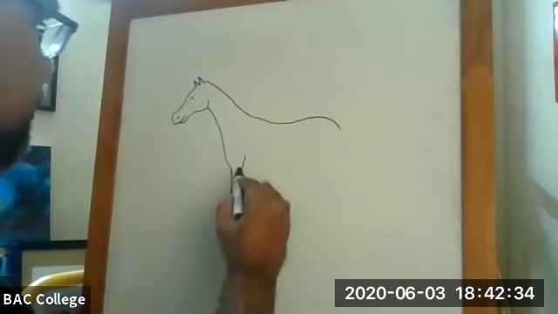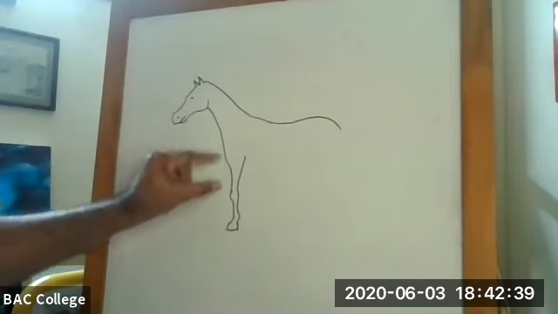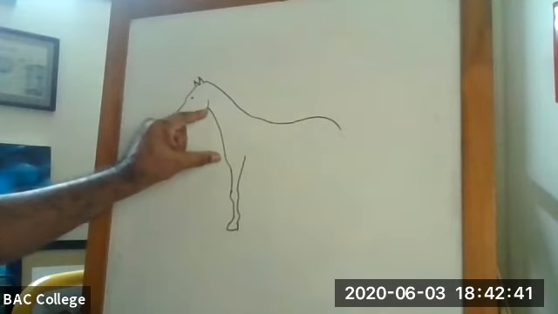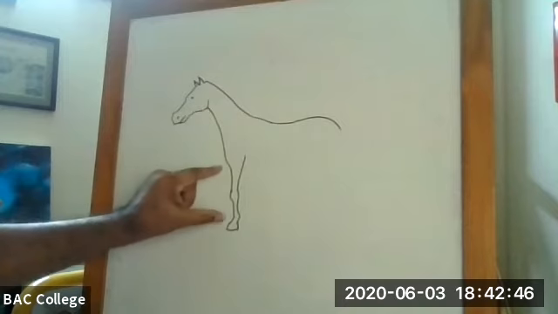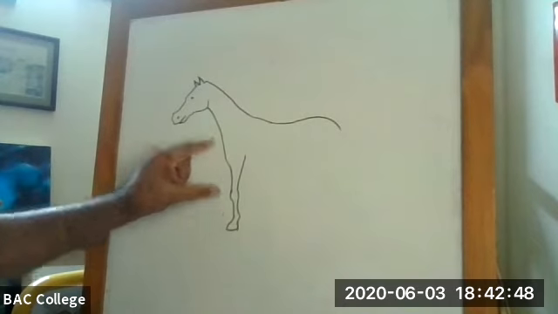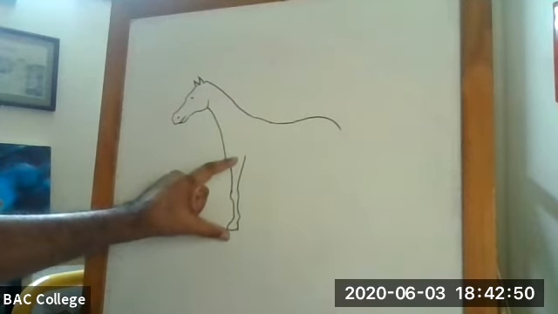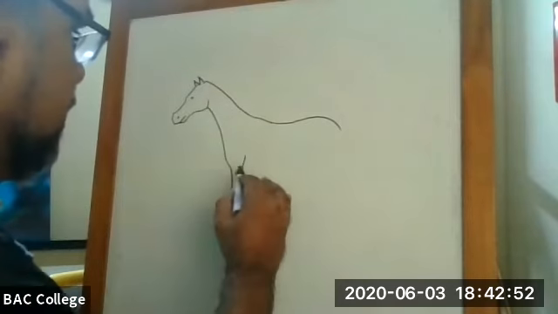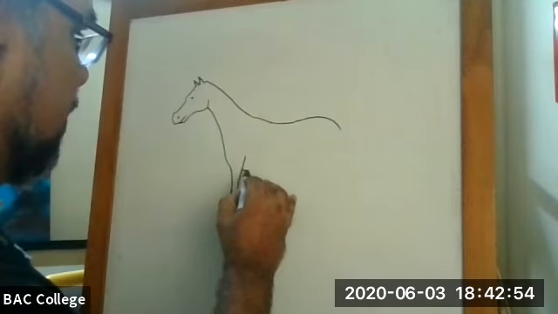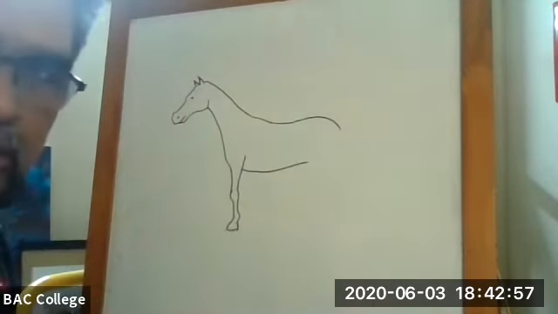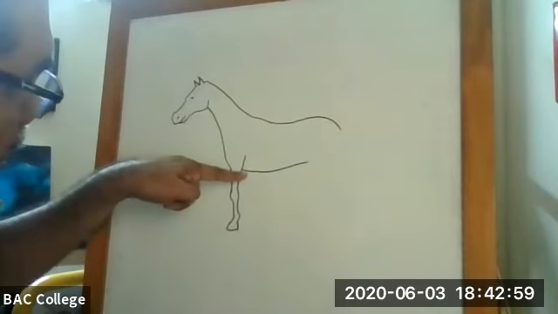All right? And you see, the length of the leg must be almost the same length as the neck from here to here. Can you see? The length here is almost the same as the length here. Okay, almost. In fact, the leg is longer actually. All right? And then you get the bottom part of the horse.